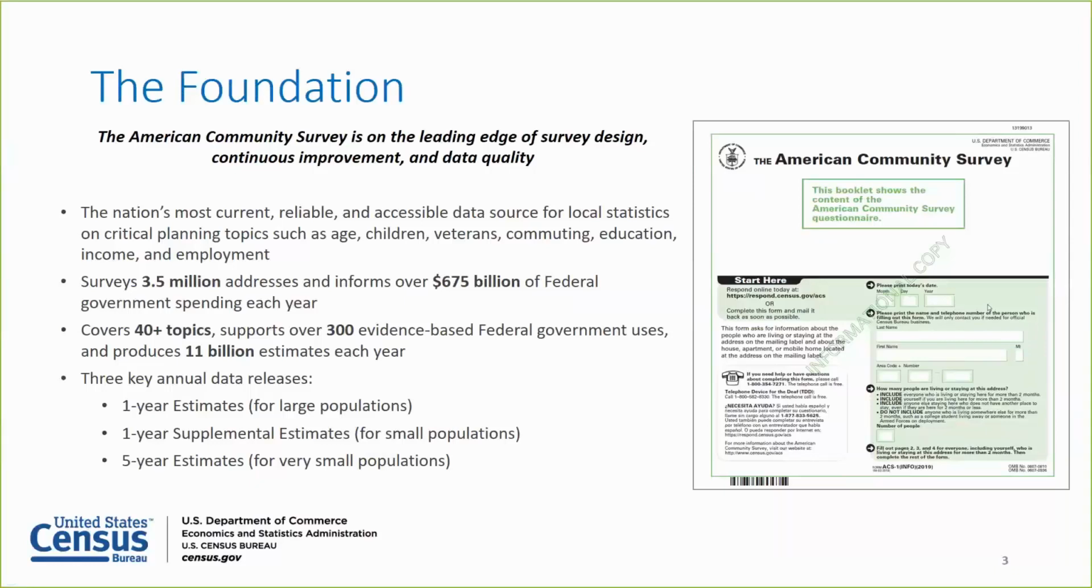And we have 3 annual releases for our major products. These releases are for our 1-year estimates, which are for large populations, our 1-year supplemental estimates that are for smaller populations, and our 5-year estimates, which can be used to gather data for very small populations.